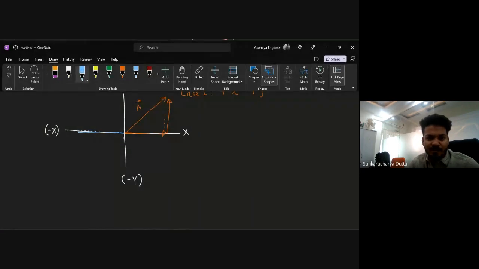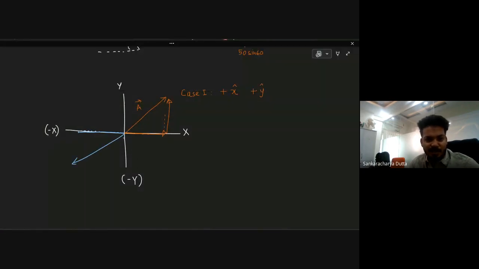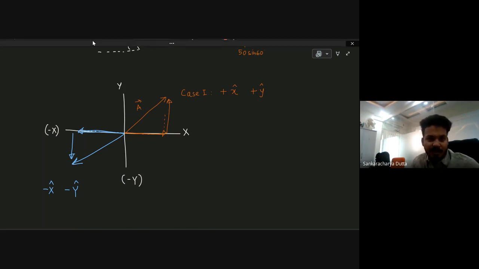Similarly, if your vector is in, let's say, the third quadrant, somewhere here, then how do you break it into components? One will be along the minus x-axis and the other one will be along the minus y-axis. There's no other way to break this. So when you break this into components, you'll have one minus x cap and one minus y cap, because you're traveling opposite to the x-axis, so this is minus x-axis, and then you're coming down, so that's minus y-axis.